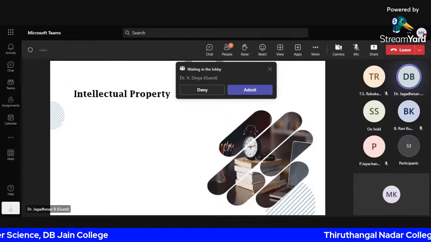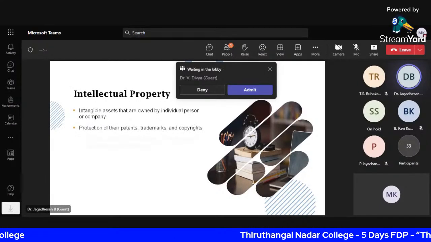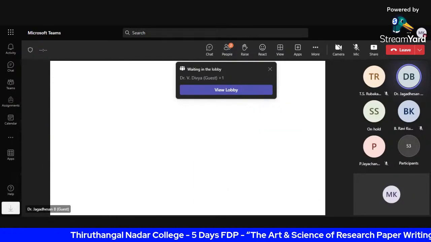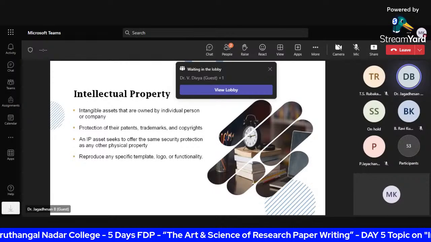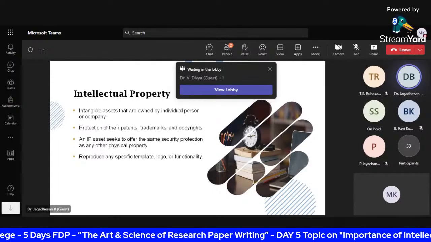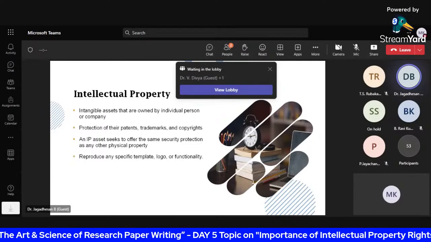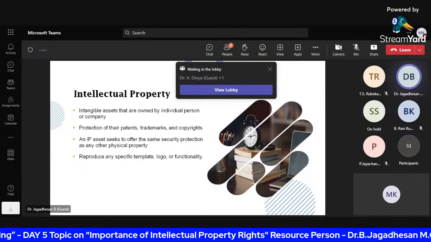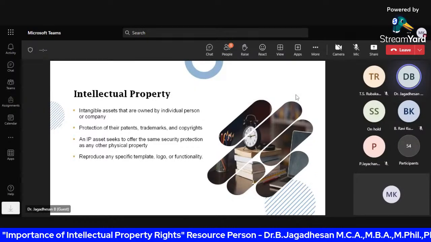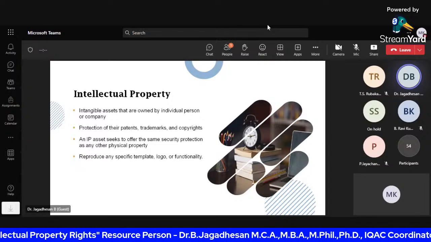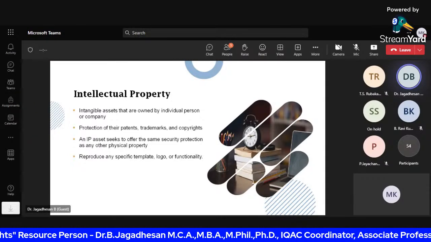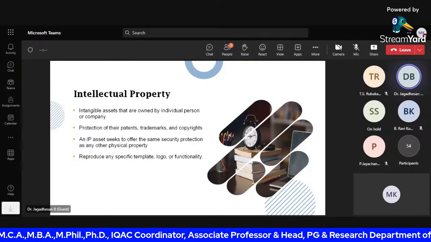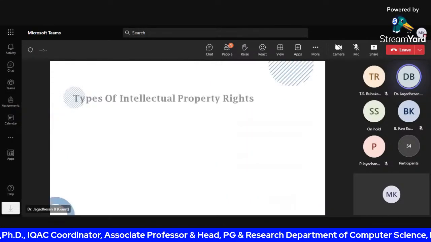Once again, I recall what is meant by intellectual property. Already I told you, that is an intangible asset that is owned by an individual person or company, and it is the protection of their patents, trademarks, and copyrights. An IP asset seeks to offer the same security protection as any other physical property, and it will prevent the reproduction of any specific template or logo or functionality. So this is the purpose of intellectual property.